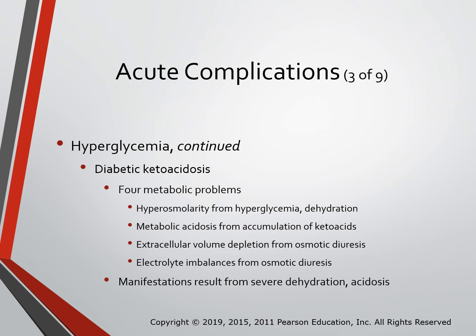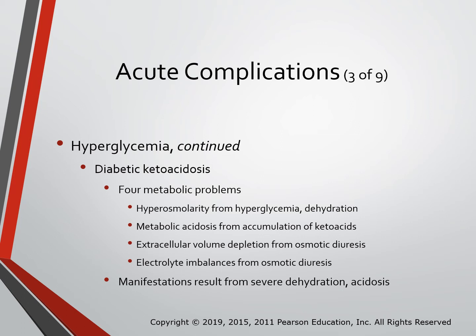Manifestations of DKA result from severe dehydration and acidosis. DKA requires immediate medical attention. Admission to the hospital is appropriate when the blood sugar is greater than 250 with a decreased pH or acidosis and ketones in the urine. If the patient is alert and conscious, fluids may be replaced orally. In the first 12 hours of treatment, adults usually require 8 to 10 liters of fluid to replace losses from polyuria and vomiting.